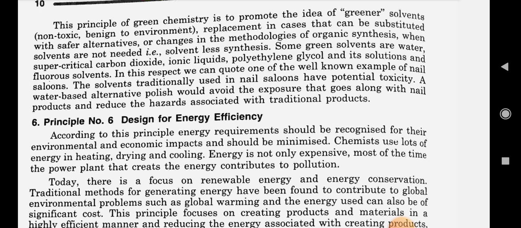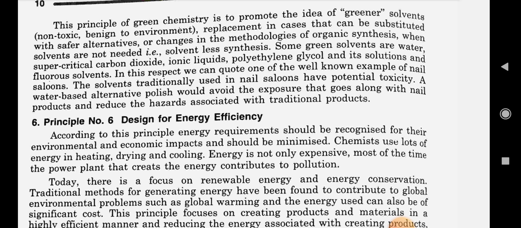Some green solvents are water, supercritical carbon dioxide, ionic liquids, polyethylene glycol and its solutions, and fluorous solvents. In this respect, we can quote one well-known example of nail salons. The solvents traditionally used in nail salons have potential toxicity. A water-based alternative polish would avoid the exposure that goes along with nail products and reduce the hazards associated with the traditional products.